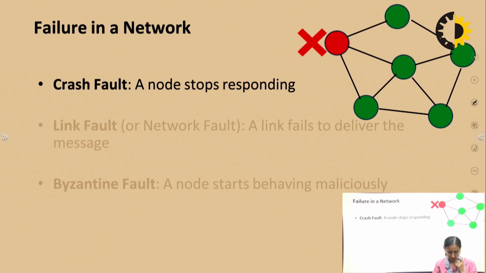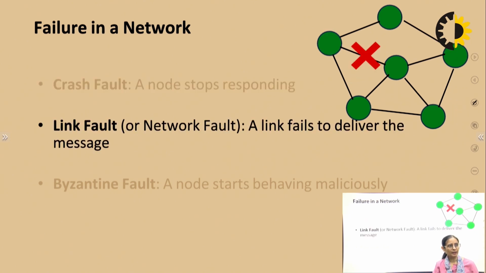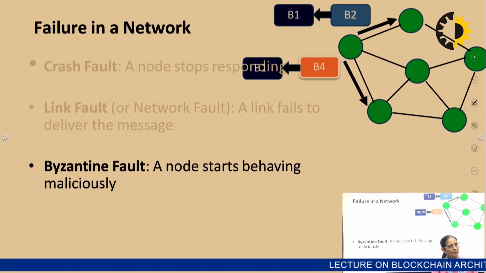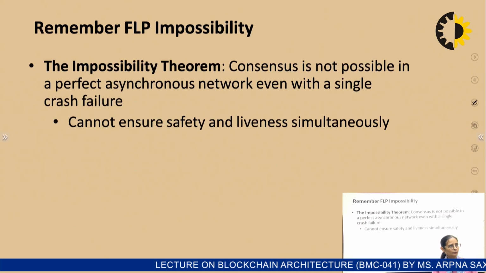Before discussing proof of work, let's discuss what the failures in a network are. We could have a crash fault, that is, a node stops responding. We could have a link fault. In the case of a link fault, two nodes get disconnected. Byzantine fault, we have already seen the Byzantine node. So a node started behaving maliciously. That is a Byzantine fault.